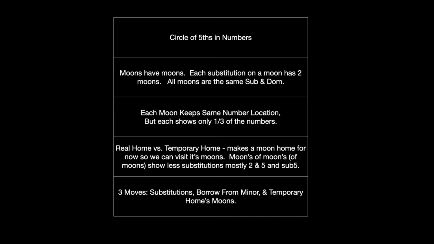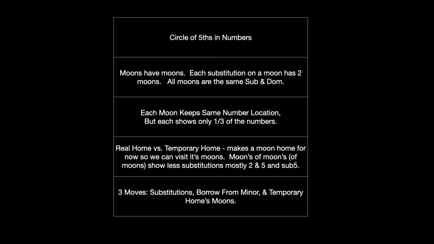And the moons of moons generally show less of the substitutions. Basically, instead of going to the top of the moon, I could go to the left side or the right side of the moon. But as we go to moons of moons, you just mostly have 2 and 5 and sub 5. And then there's 3 moves, substitutions, that's going to different parts of the moon, staying in the same section, same moon, but just a different part of the moon.